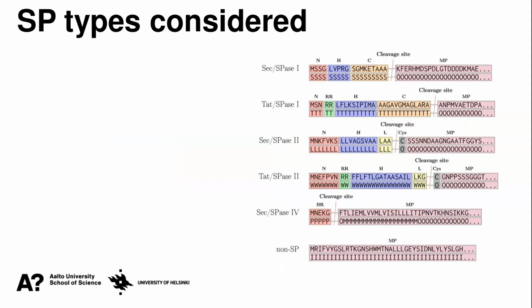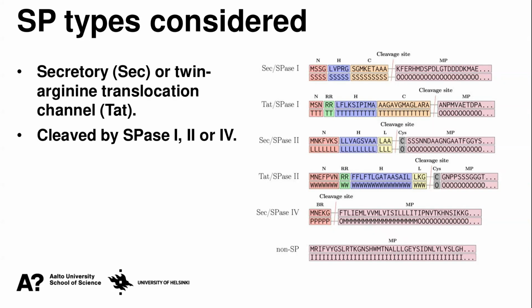In this picture, we show an overview of the considered signal peptide types. We classify signal peptides into multiple categories based on the translocation channel to which they direct the proteins. Here, we have the secretory channel, or SEC, and then the twin arginine translocated channel. And we also classify those based on the enzyme that cleaves those signal peptides. And here we have signal peptidase 1, 2, or 4. In the right figure, based on the translocation pathway and signal peptidase that cleaves the proteins, we consider 5 unique types of signal peptides and a negative class.